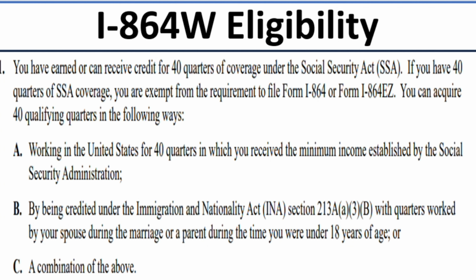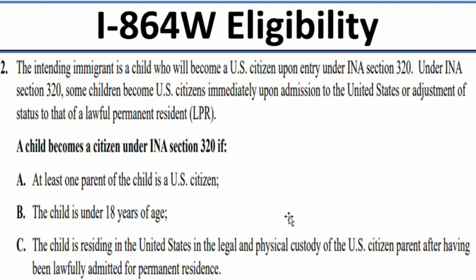Those are two conditions right here. We still have another condition. The intending immigrant is a child who will be a U.S. citizen upon entry under INA Section 320. Some children become U.S. citizens immediately upon admission to the United States or adjustment of status to that of a lawful permanent resident. A child becomes a citizen under INA Section 320 if at least one parent of the child is a U.S. citizen, the child is under 18 years of age, and the child is residing in the United States in the legal and physical custody of the U.S. citizen parent after having been lawfully admitted for permanent residence.